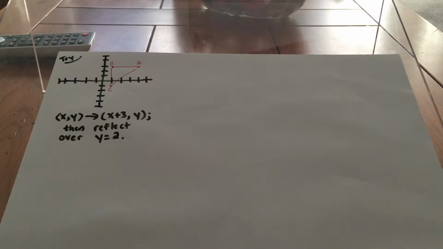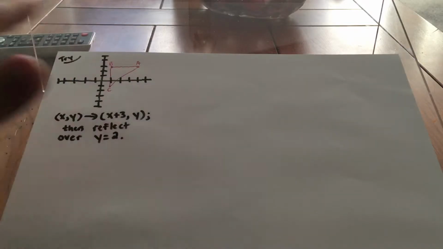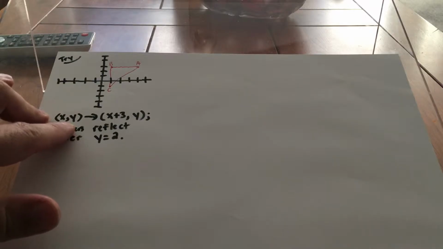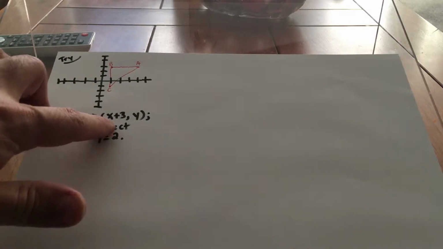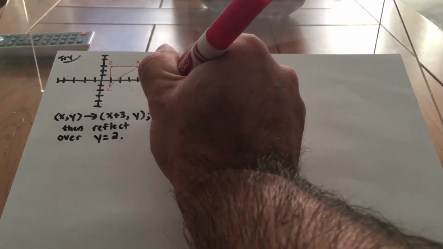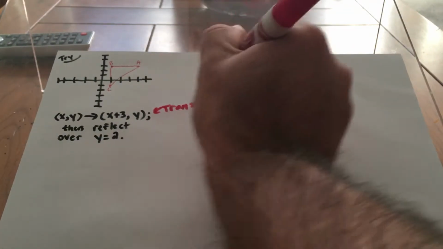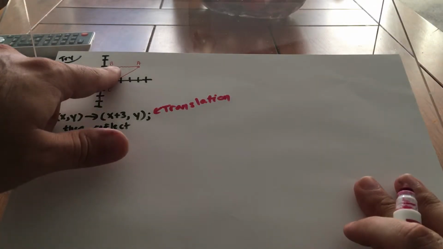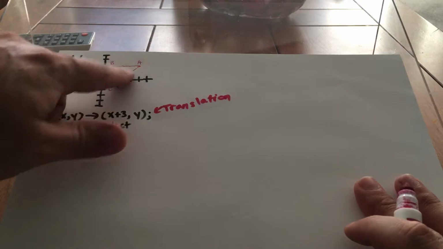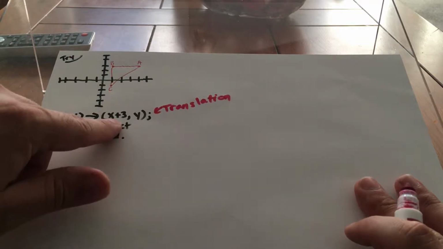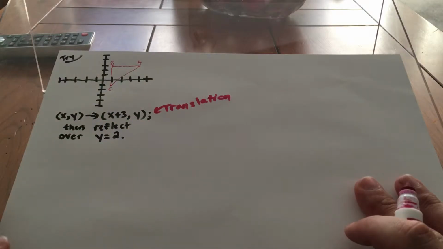Okay, so one more multi-step transformation problem. What we're given is a graph of an image, and then we're told we've got this stuff down here. Notice when you see this notation, the XY arrow, x plus 3y, that's telling you that this is going to be a translation. Basically, what they're telling you is take the coordinates of the original image, ABC, XY, whatever the original coordinate is. We're going to add 3 to the X coordinate and leave the Y coordinate alone.